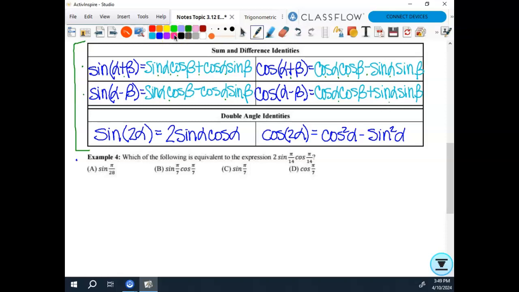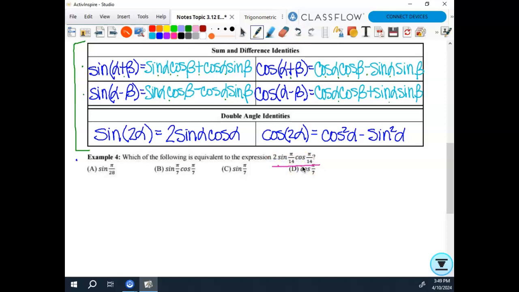It says, which of the following is equivalent to the expression 2 sine of pi 14ths times cosine of pi 14ths? Now, pi 14ths is not an angle you know. Neither is pi 7ths or pi 28ths. That is done on purpose because you can't just evaluate these and see if the answers match. You have to know how these identities work. So you need to see if I have these, can I simplify this? Can I change it? Or do I have something that looks like this?